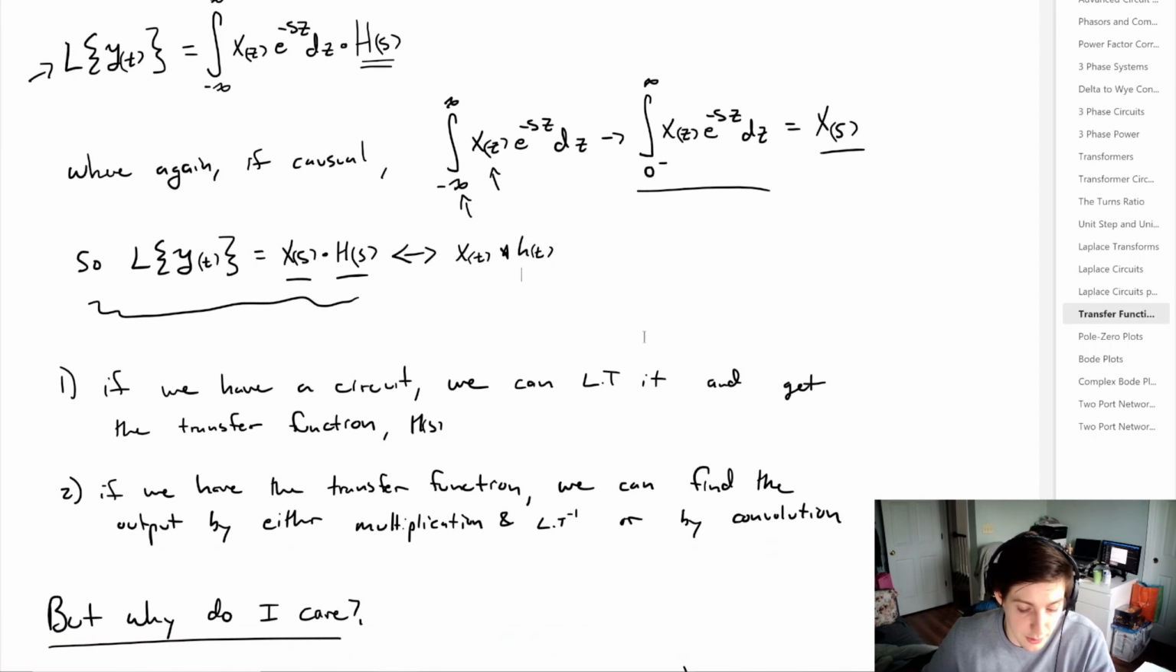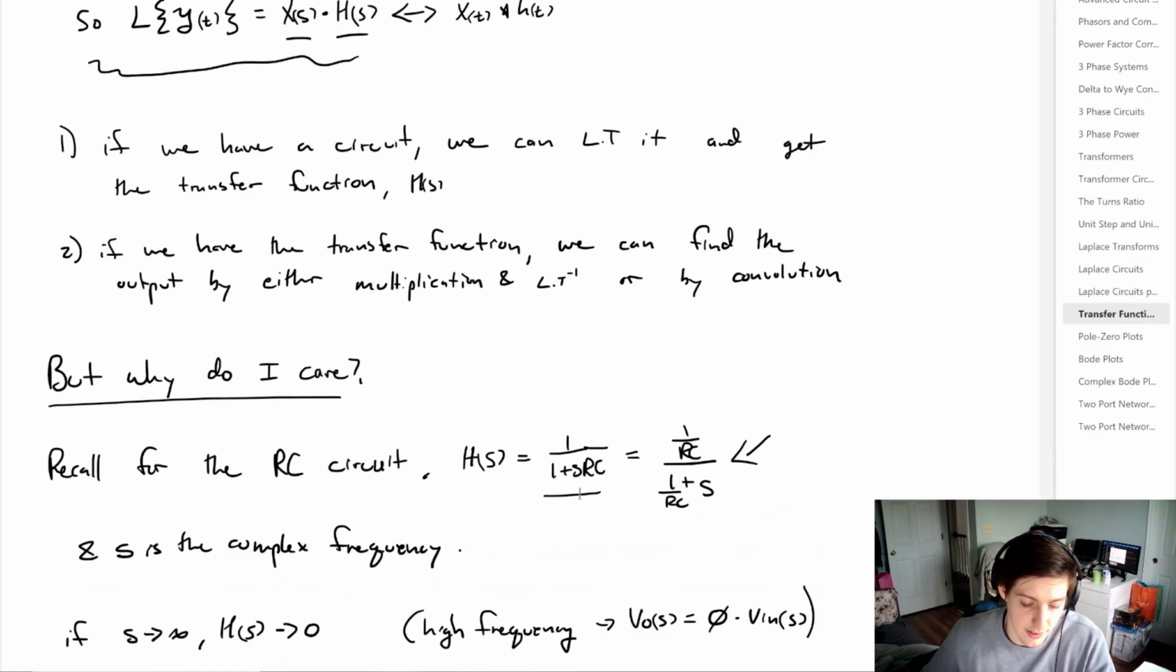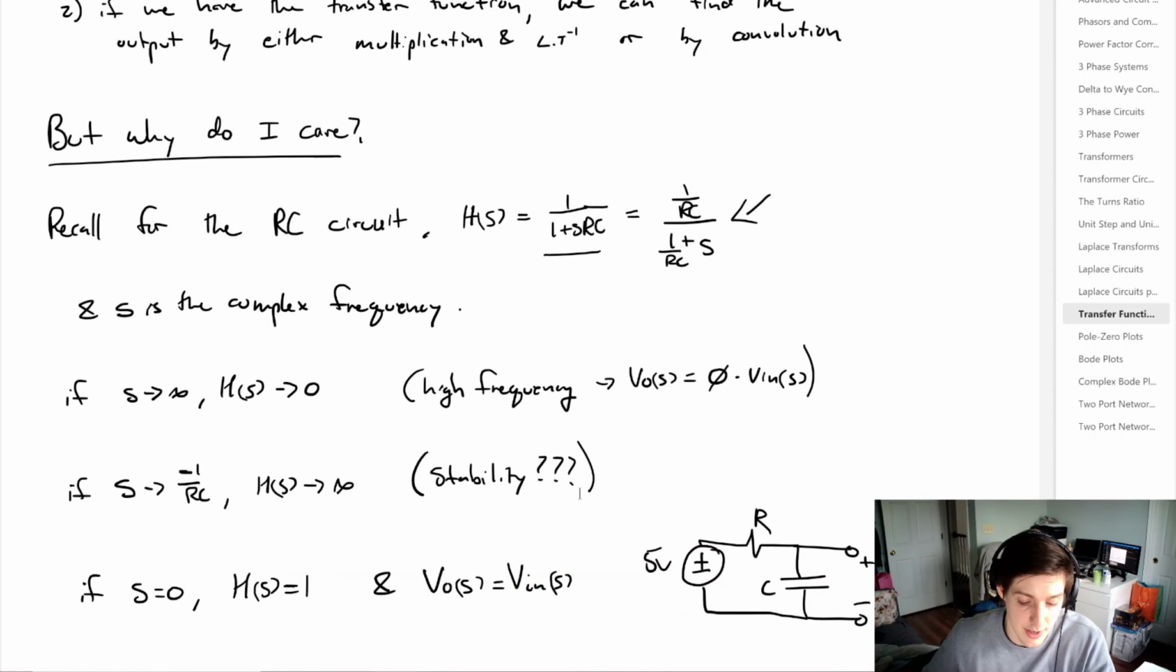We're getting to the age-old question, why do we care? Why is this useful? Well, recall for the RC circuit, we had this transfer function here, and we're going to write that in another form that looks like this. And recall that S is the complex frequency. We want to start to look at what actually happens in this circuit. So if S goes to infinity, the transfer function goes to 0. So for high frequencies, the output is equal to 0 times the input, or the output's always 0.